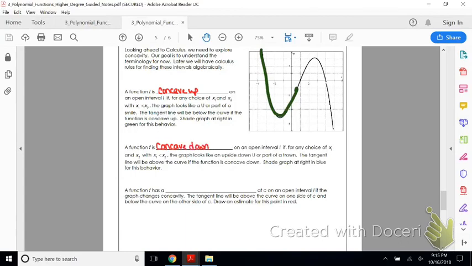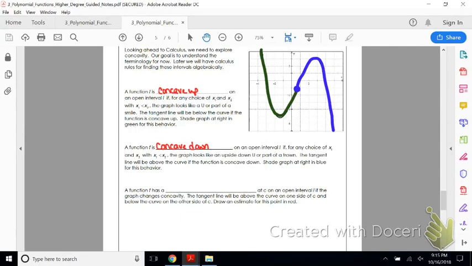For an open interval I, if for any choice of x1 and x2, with x1 being smaller than x2, the graph looks like an upside down U or part of a frown. The tangent line will be above the curve if the function is concave down. Shade the graph at the right in blue for this behavior. So we can look at it and see where our frown is. It's from some point midway here, and it's going to come up and then come back down, and we're going to assume this graph keeps going down.